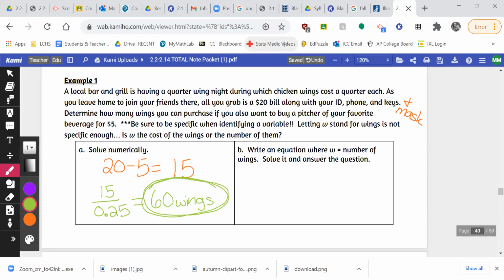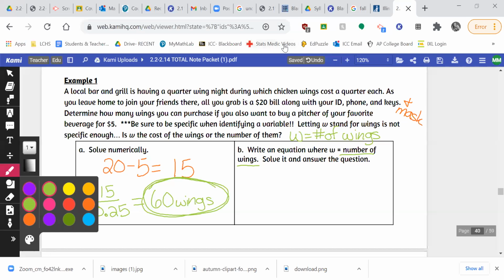60 wings. One thing I didn't do is say what W would be, and W is the number of wings that we would order. So I'm going to have us write an equation where W is, oh, and it says it right there, I forgot that it says that. W is the number of wings, and we're going to solve it and answer.